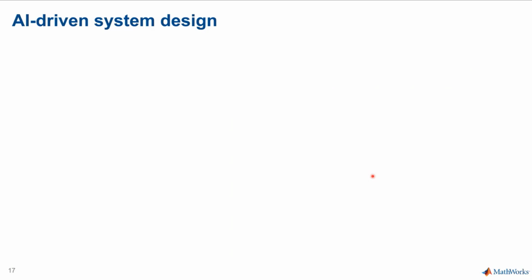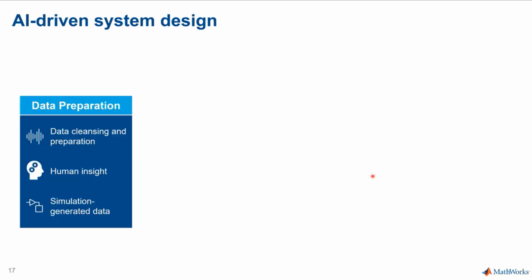So, another slide before we dive into the example. In general, the AI-driven system design consists of 4 steps. First, you need to collect the data and prepare the data. So if you're dealing with real measured data, there might be some data cleansing that you need to do or bring it into a different form.